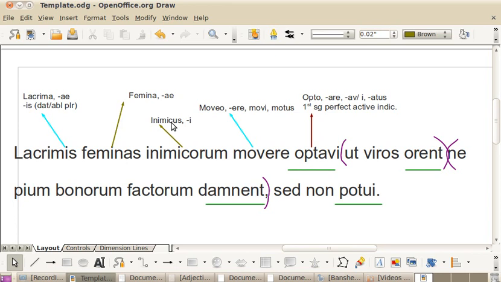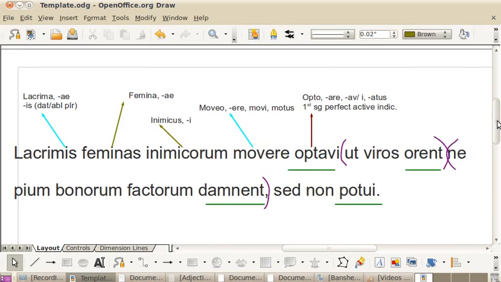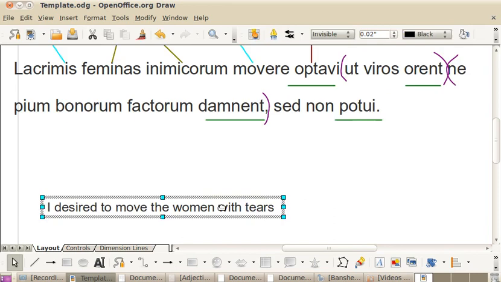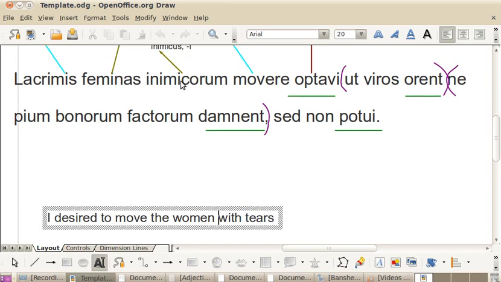So let's look at our second declension masculine paradigm and look for an ORUM ending. So we go to our paradigm of nouns. We go to the second declension masculine. Here are our three options for the masculine in the nominative, but as I said, we're looking for ORUM, and here we have it in the genitive plural, the case of possession. So the genitives are fairly easy to deal with. Genitives, as I've said many times, is the most promiscuous case. It kind of gets with any noun in closest proximity. So inimicorum is closest to the noun feminas.